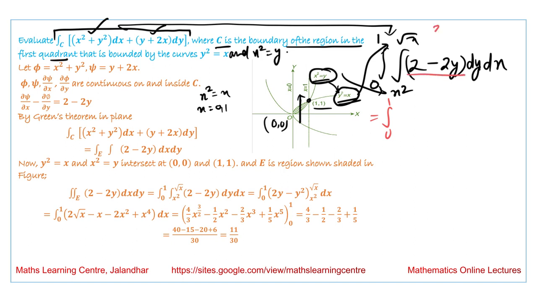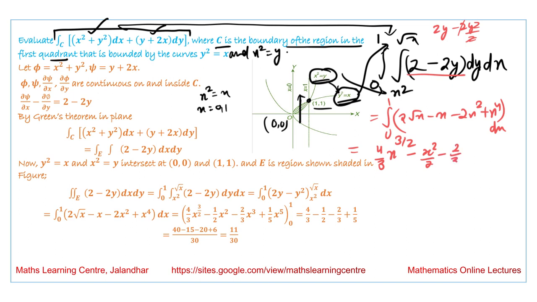On integrating this, we get 2y minus 2y square by 2. If we substitute these limits, the answer we obtain is 2 root x minus 2x square plus x raised to the power 4 into dx. Again when we integrate this value, we get 4 by 3 x raised to the power 3 by 2 minus x square by 2 minus 2 by 3 x cube plus 1 by 5 x raised to the power 5.